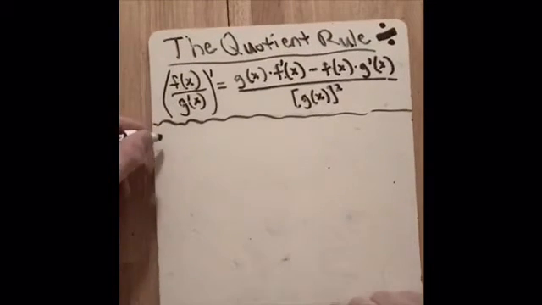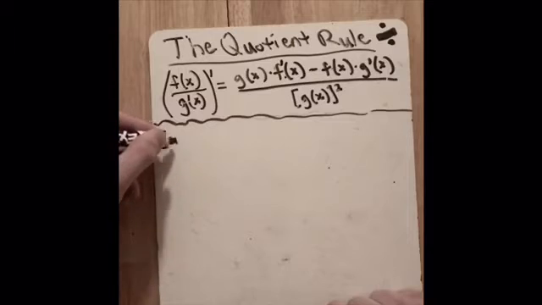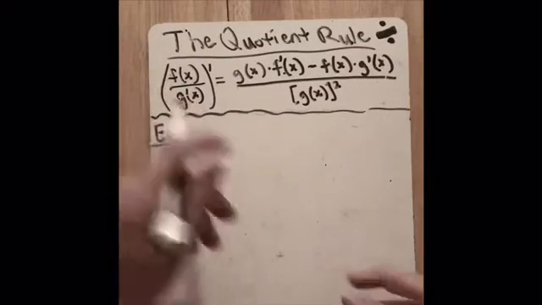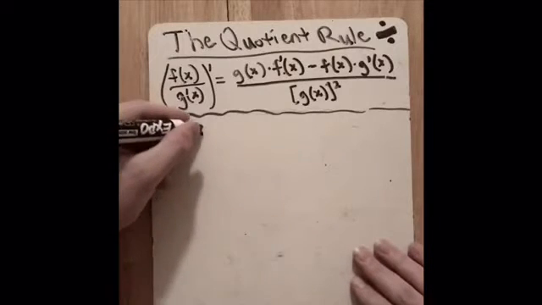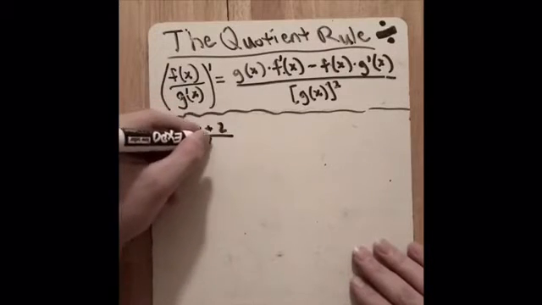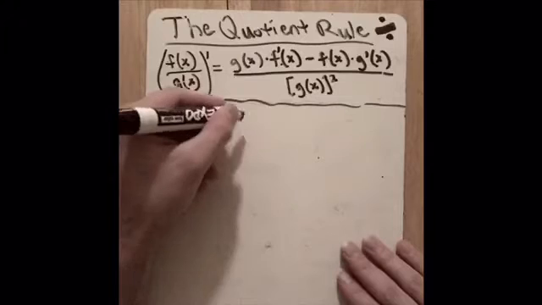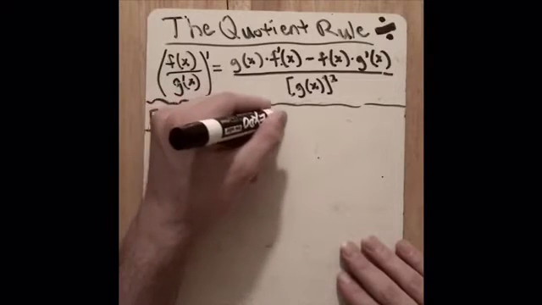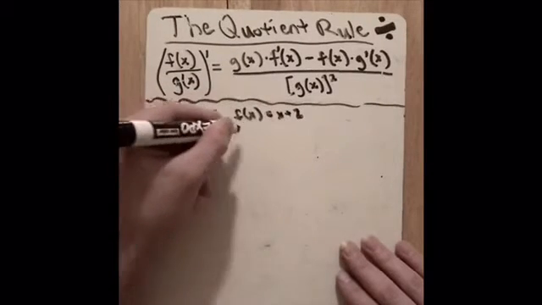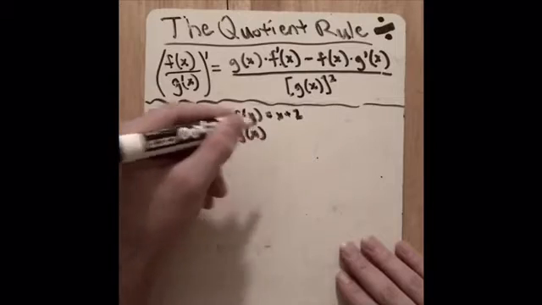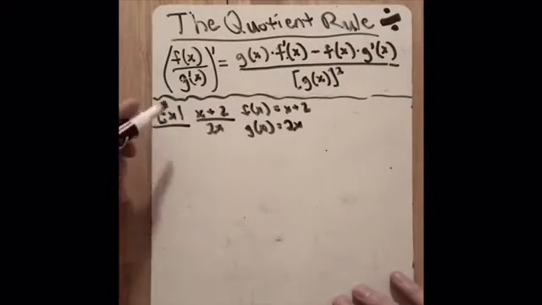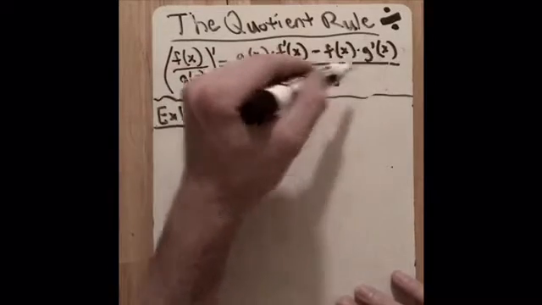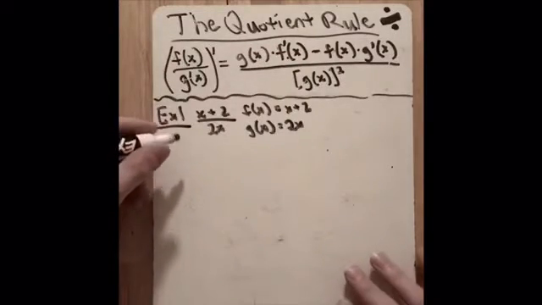We're going to start with our first example. We are given x plus 2 over 2x. So our top function is x plus 2. And our bottom function is 2x. So we're going to use the low d high minus high d low over the square of low.